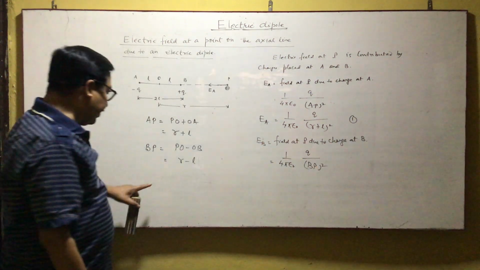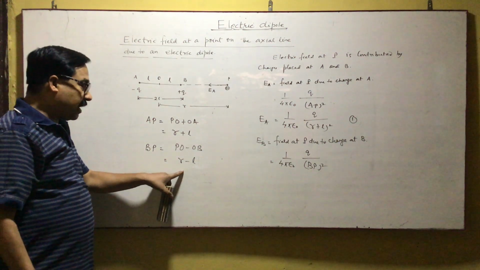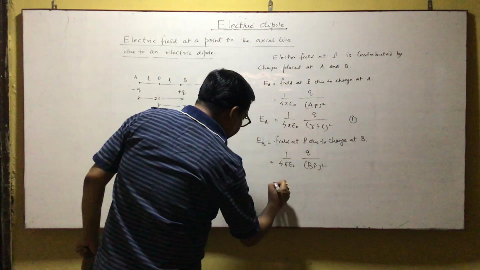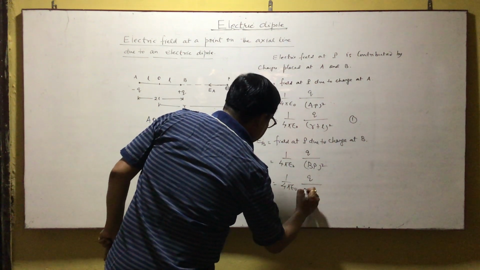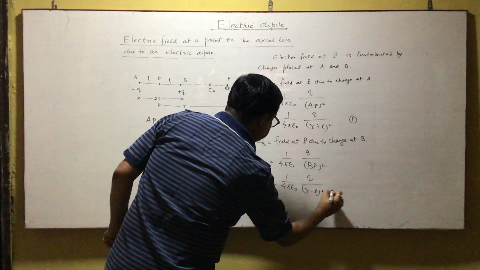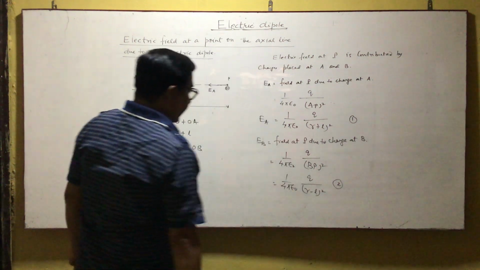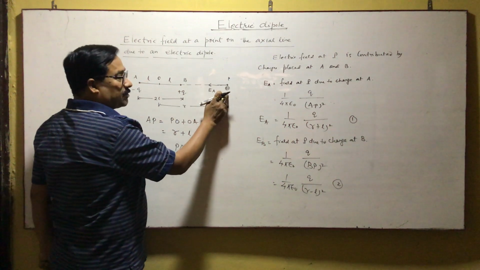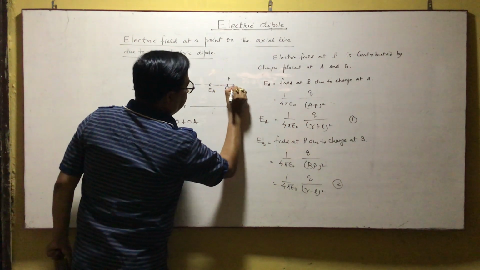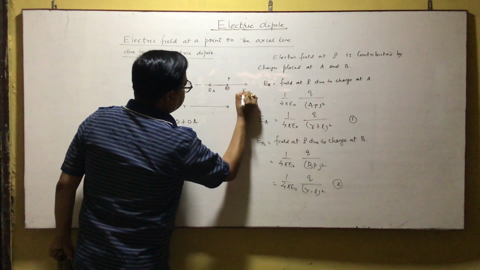And the value of EB we have already found out, where the distance is R minus L. So this is the value: 1 by 4 pi epsilon naught, Q by (R minus L) whole square. And again, if you want to know the direction, this plus repels this plus, so the direction of EB is shown like this.